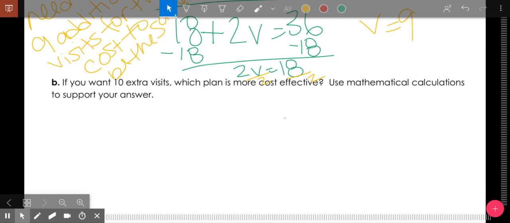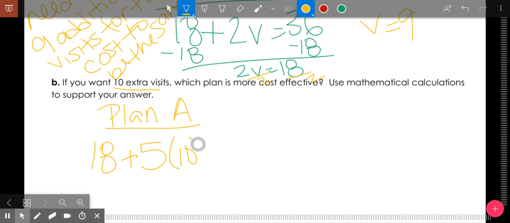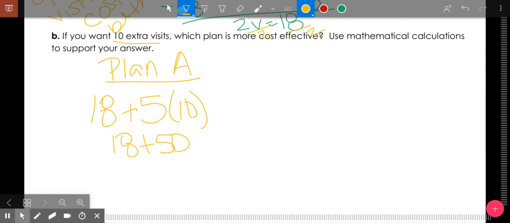Okay, last part. If you want 10 extra visits, which plan is most effective? Use mathematical calculations. So if we have plan A, it costs $18 for 15. Since I want 10 extra, I'm going to do 5 times 10, since it's $5 for each additional visit. So I get 18 plus 50. So this plan would cost $68 if I do 10 additional visits.